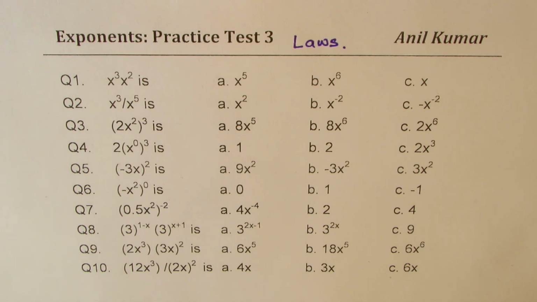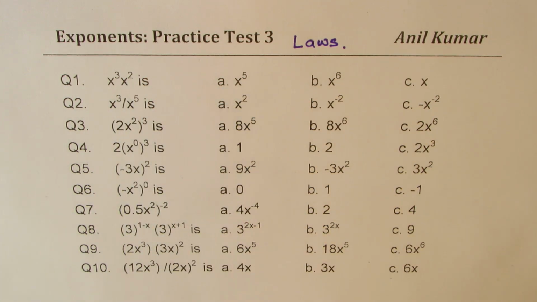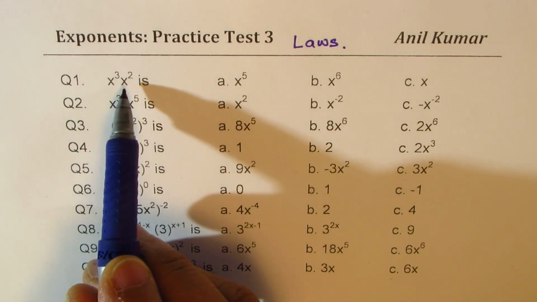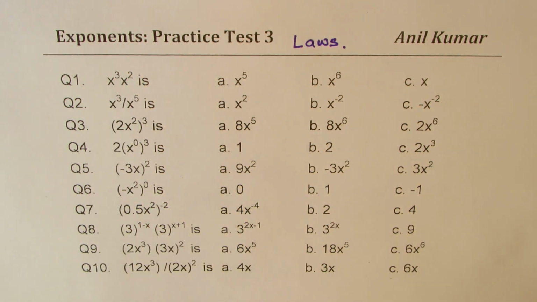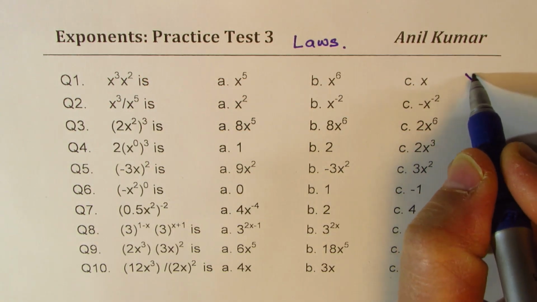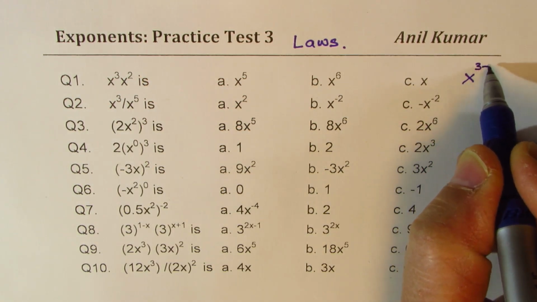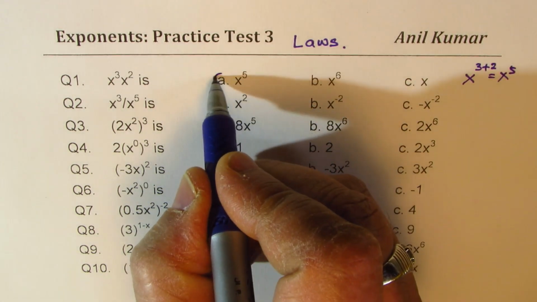So let's begin with the very first one, which is x cubed times x squared is what? Whenever you multiply with the same base, exponents get added up, right? So that is one of the laws. So 3 plus 2 is 5. So what you get here is x to the power of 3 plus 2, which is x to the power of 5. So the right option is A.